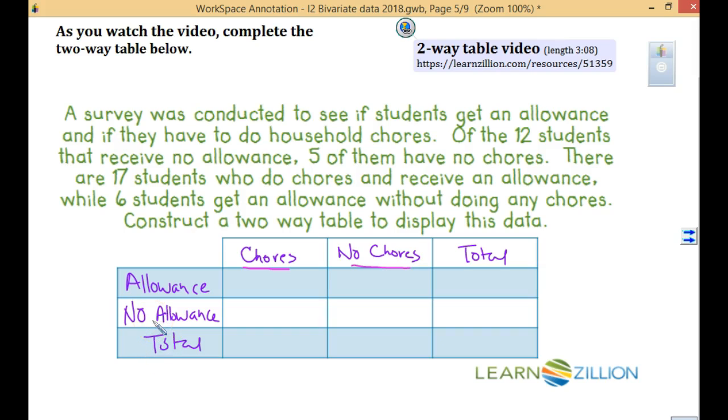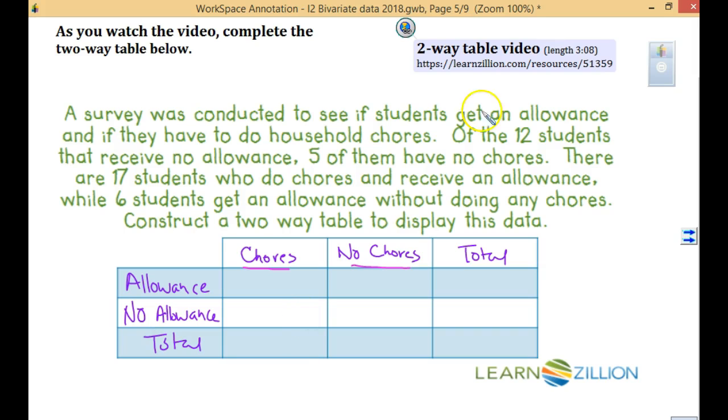So when you think of your 2 questions that you're asking people, like some of you, the question is, do you have your permit or not, right? This is how we set ours up after you've gathered your data. One of the questions on the project is to make this 2-way table, okay?